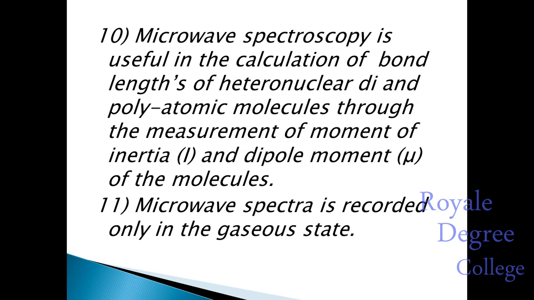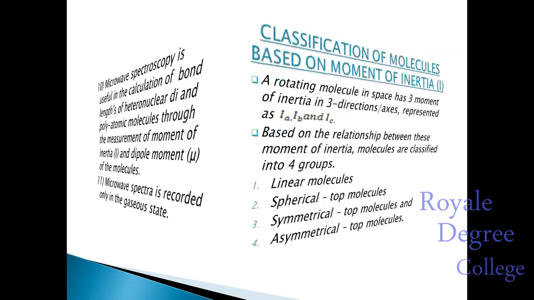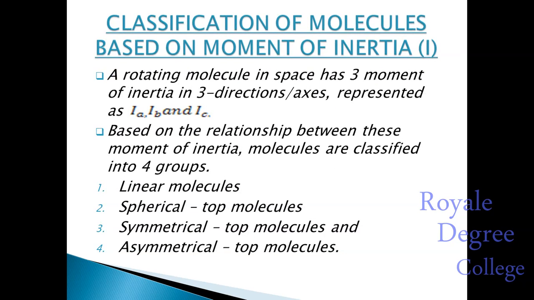Microwave spectroscopy is useful in the calculation of bond lengths of heteronuclear di and polyatomic molecules through the measurement of moment of inertia I and the dipole moment of the molecules. Microwave spectra is recorded only in the gaseous state. Next we will study about classification of molecules based on moment of inertia.